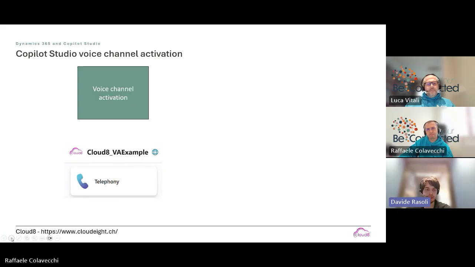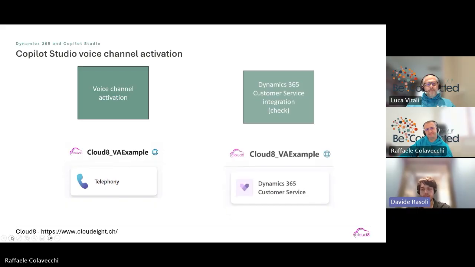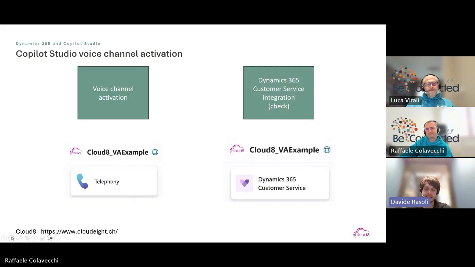There is a little catch for the voice channel in the virtual agent setup. You need to configure the telephony channel, but this is really easy. You just need to go to the bot settings and enable it. And also, you need to check that the Dynamics 365 customer service integration is active. But if you create the voice bot from Dynamics 365, this should already be done by the system.